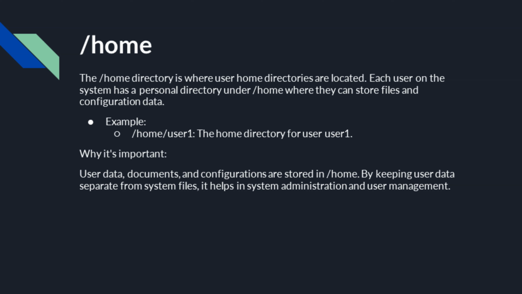/home. The /home directory is where user home directories are located. Each user on the system has a personal directory under /home where they can store files and configuration data. Example: /home/user1, the home directory for user1. Why is it important? User data, documents, and configurations are stored in /home. By keeping user data separate from system files, it helps in system administration and user management.